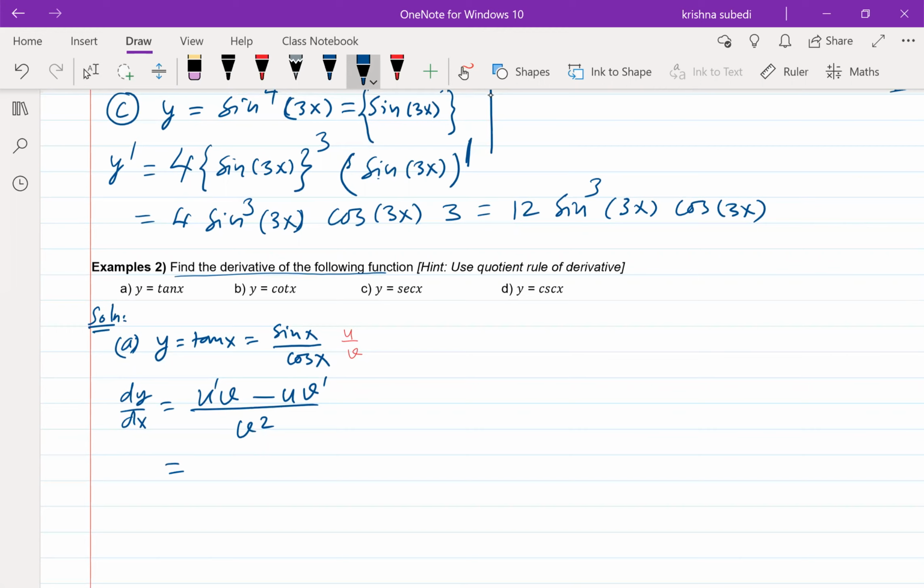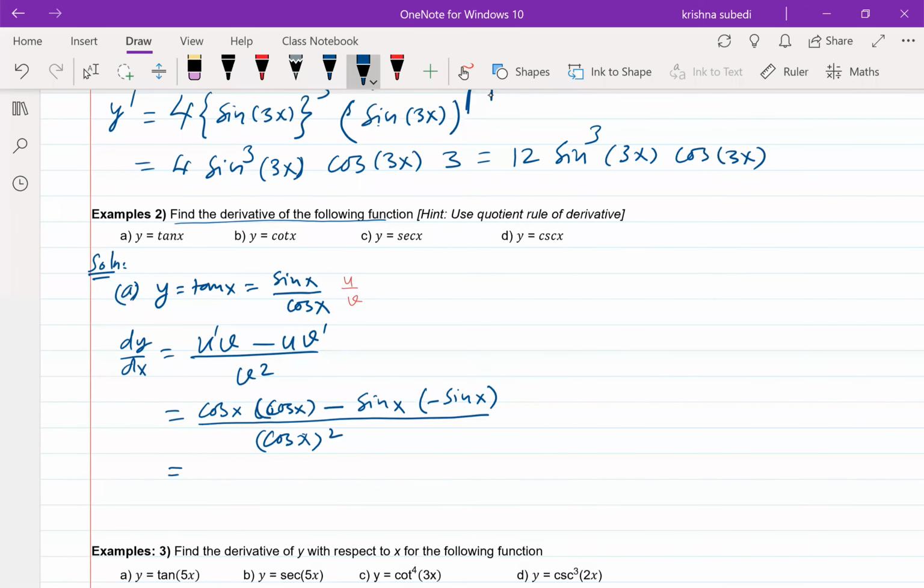So using the formula, the derivative of u, sine x, look at the list of formulas. The derivative of sine x is cosine x. You'll get cosine x and copy v, which is cos x, minus copy u, which is sine x, and then the derivative of cosine x, the bottom part. That will be negative sine x. So the derivative of cosine is negative sine, over v squared, which means cos squared x.